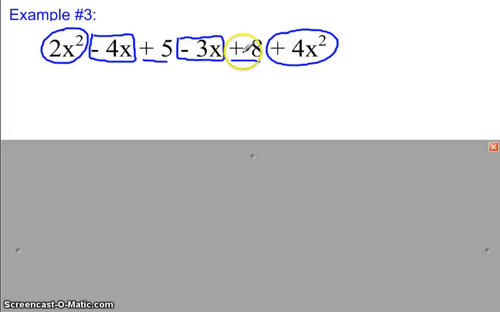I like marking every single one of these things so you won't miss one. So let's see what we got here. Positive 2x squared plus 4x squared gives us 6x squared. A negative 4x and a negative 3x gives me negative 7x, or minus 7x. And a 5 plus 8 gives us 13. There's my answer, 6x squared minus 7x plus 13.